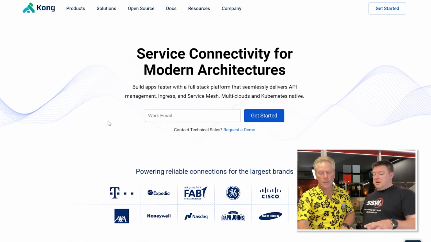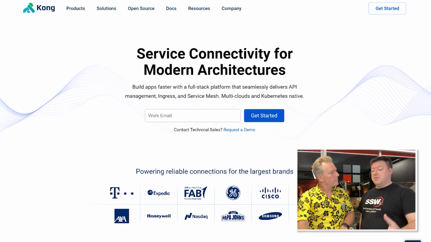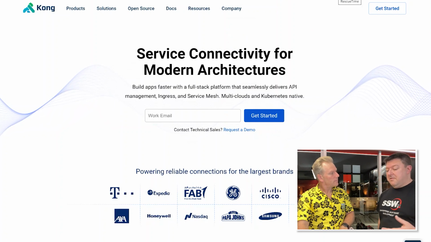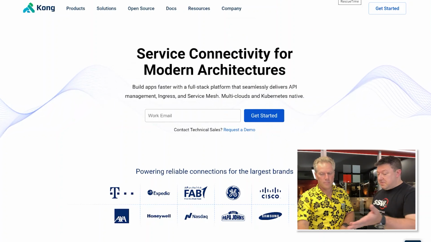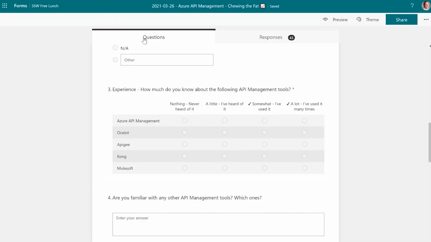I haven't used it yet, but there's a lot of hype and a lot of news around it. It certainly seems it's got a lot of tools in there to cover most cases. You know, service mesh is a big topic, and managing Kubernetes is also really cool. So I haven't had the opportunity to use it yet, but it sounds impressive. So there's other ones out there, many. So let's look at the responses.